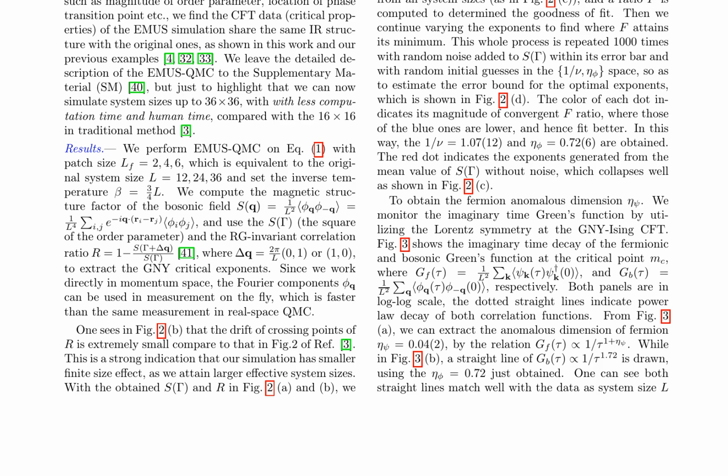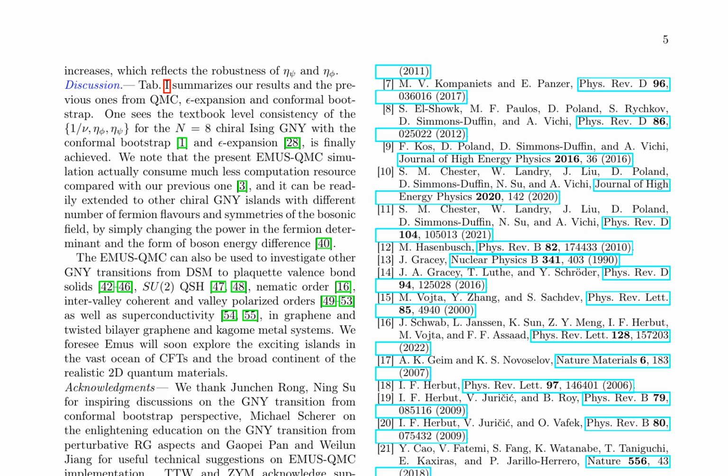The consistent results obtained in this work demonstrate the power of the EMUS QMC method in exploring conformal field theories and understanding quantum phase transitions in interacting Dirac fermion systems. The study presents a comprehensive investigation of the N equals 8 chiral Ising Gross-Neveu-Yukawa (GNY) model using the effective-momentum ultrasize (EMUS) quantum Monte Carlo (QMC) method.